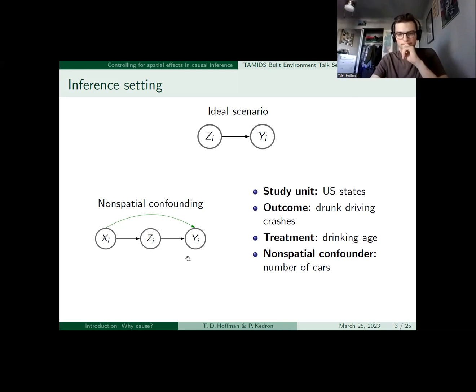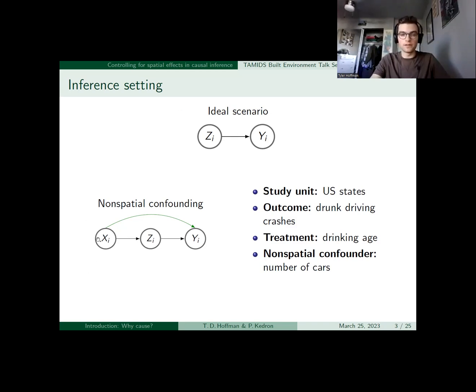So what's an example of this? Suppose that our locations here are United States. Our outcome variable y is drunk driving crashes, and our treatment z is the drinking age in the state. So perhaps the drinking age is over 21 or under 21. Our non-spatial confounder here might be the number of cars. If we didn't know the number of cars in the state, and we didn't think that it affected the number of drunk driving crashes, we would be able to directly measure the influence of drinking age on drunk driving crashes in a state.